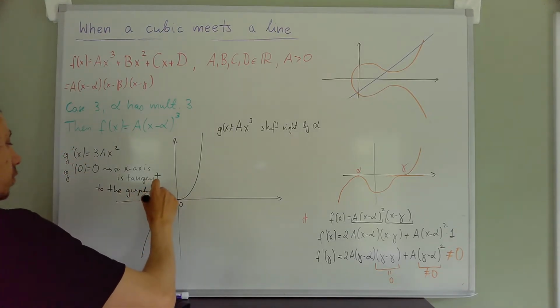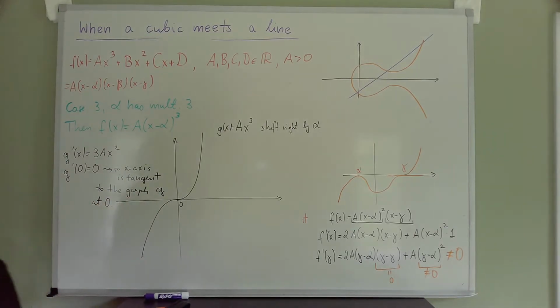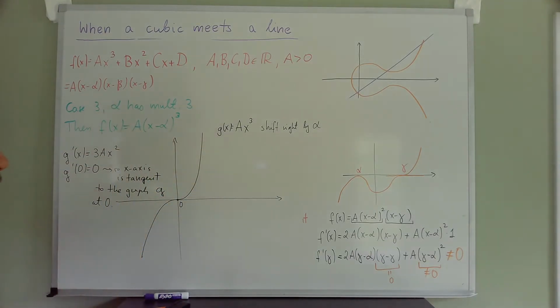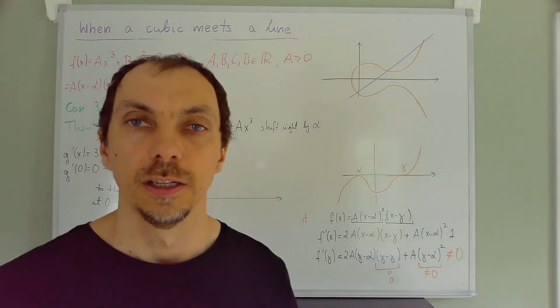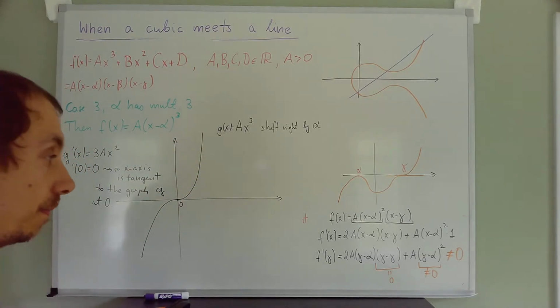Is tangent to the graph of g at 0. But it's tangent in a different way, right? You see that the graph actually crosses the tangent line. It crosses to the other side of the tangent line. It's an inflection point.